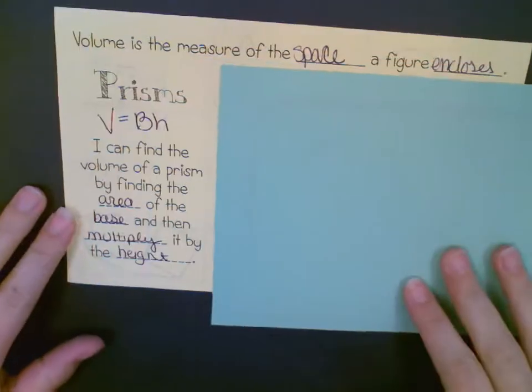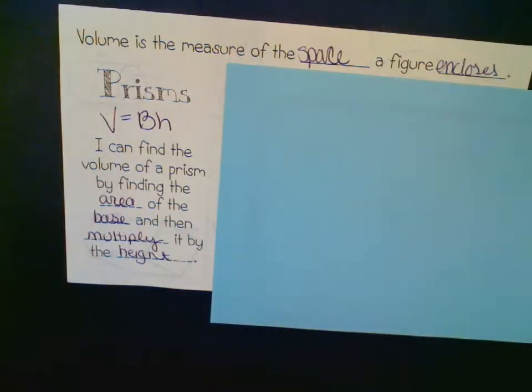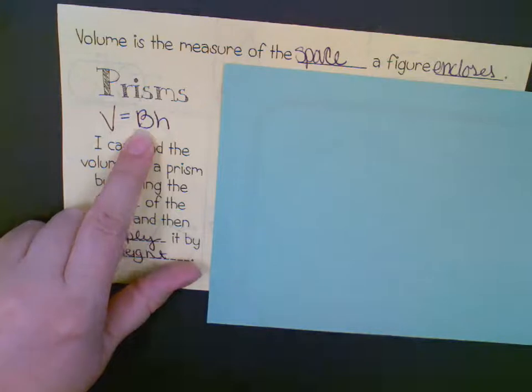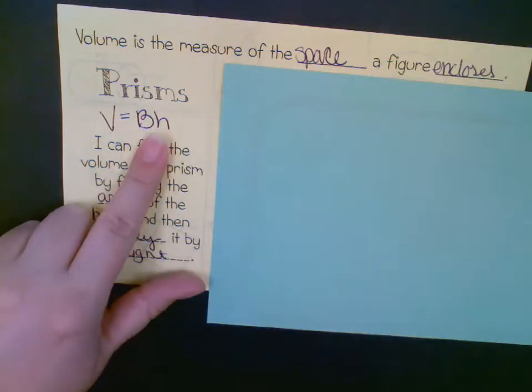So if we have prisms, the volume of the prism is the area of the base times the height. So big B stands for area of the base. So area of the base times the height.